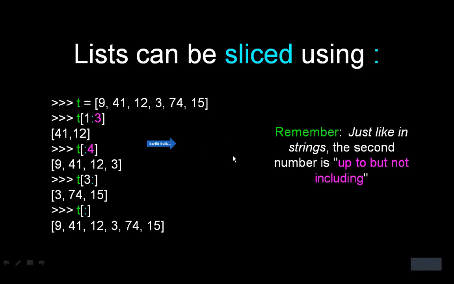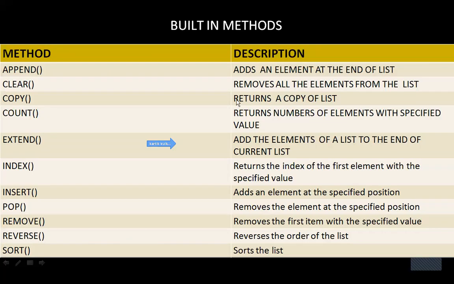Now we will be moving into the next important concept: what are all the different types of methods that we are going to use in the list. This is very, very important, so you need to clearly understand the different types of methods that we are going to use in the list.